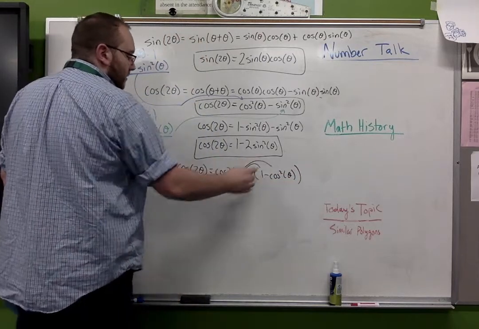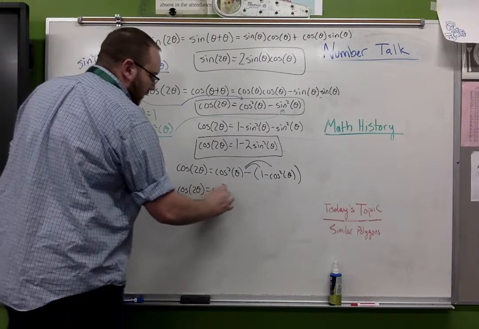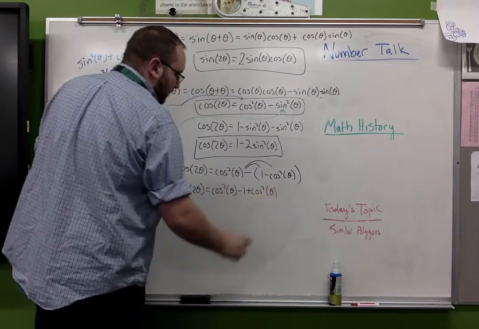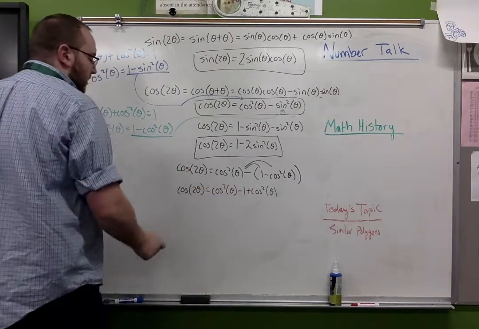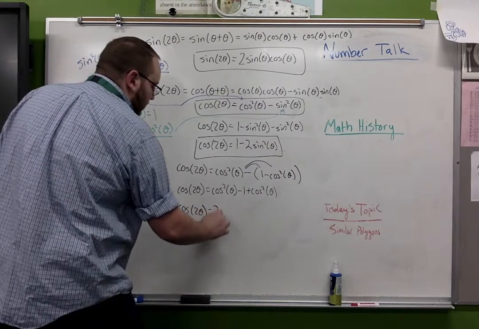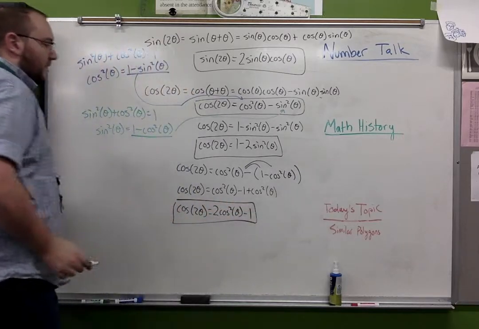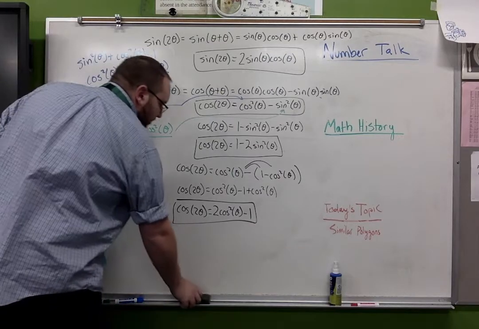Distribute the negative. Cosine 2 theta equals cosine squared theta minus 1 plus cosine squared theta. 1 cosine squared plus 1 cosine squared is 2 cosine squared. So cosine 2 theta equals 2 cosine squared theta minus 1. Okay, that's the other form of your double angle cosine identity. Okay. Now we got one more, do tangent.